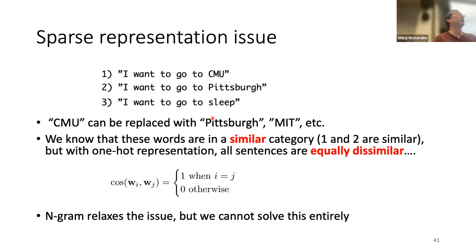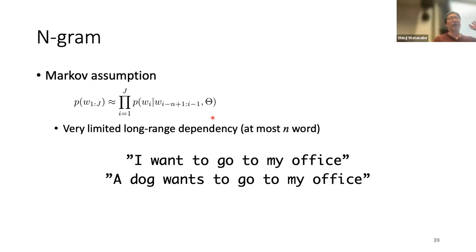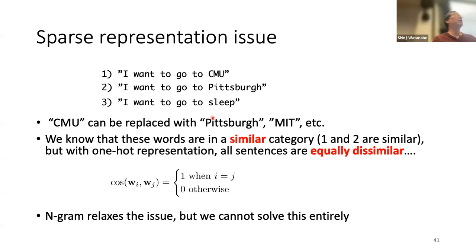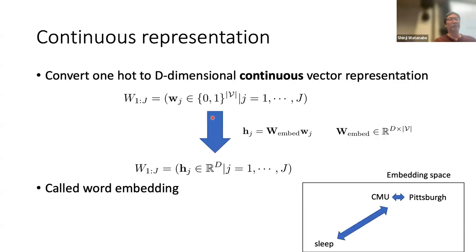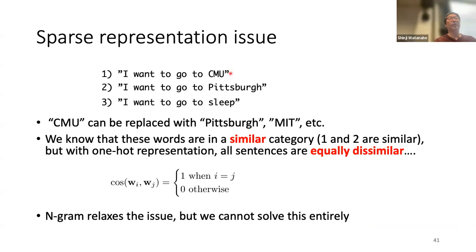This is also called the sparse representation issue. So n-gram has an issue of long range dependency and the sparse representation issue. It may have several others, but basically these two are very critical issues. And then how do we solve it? If we have a nice continuous vector representation, which quantifies the closeness of the two words, then we can make these sentences more meaningful.